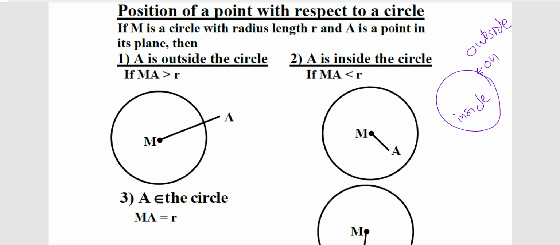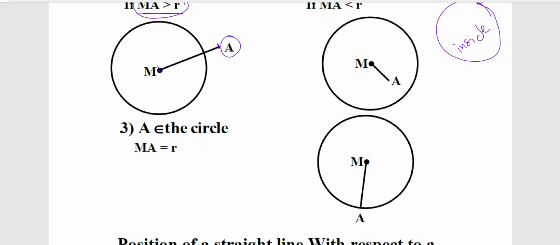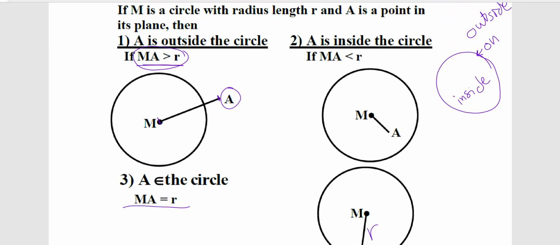Number one, when the point lies outside the circle, and we know that the radius length of the circle is r, then the distance between this point and the center must be bigger than the radius length. And when the point lies on the circle, like this point, the distance between the point and the center is equal to r, like this position. And the third position is when the point lies inside the circle.